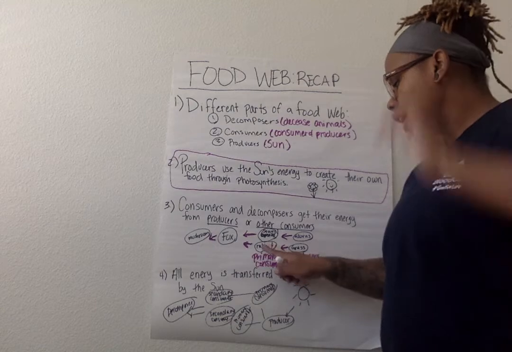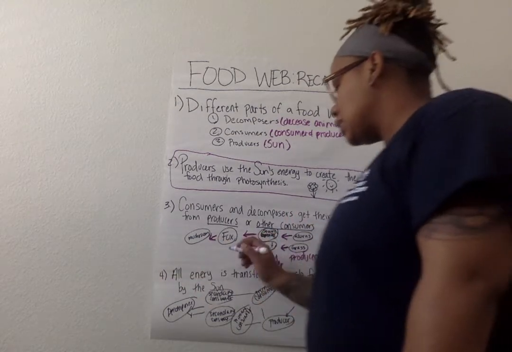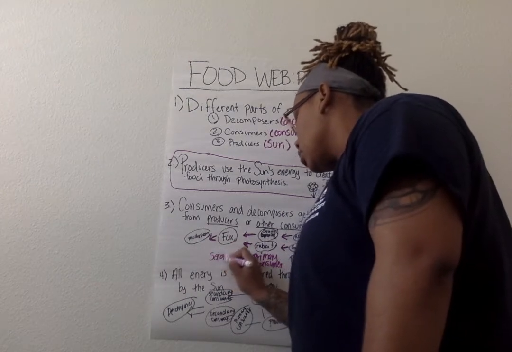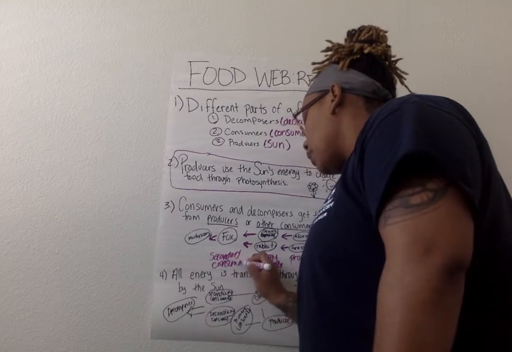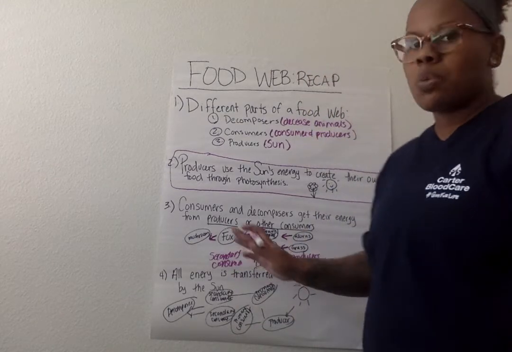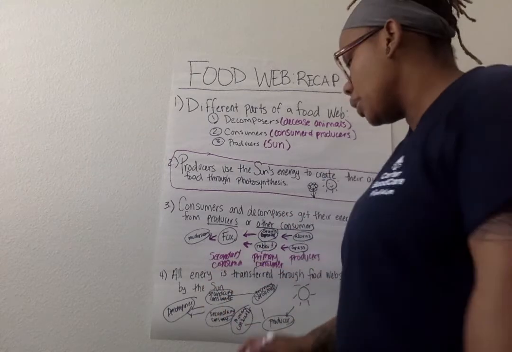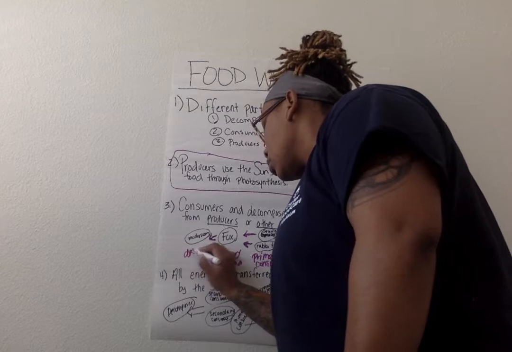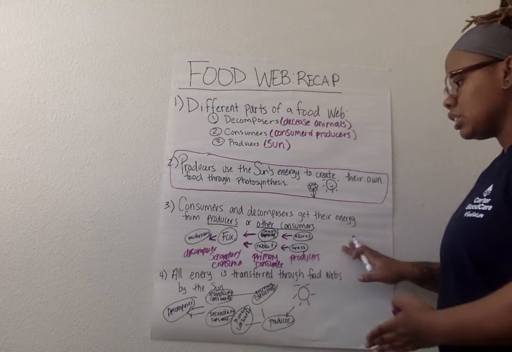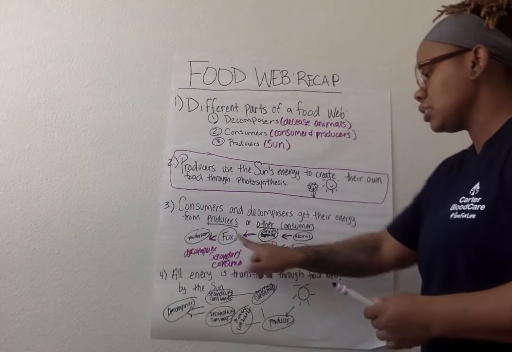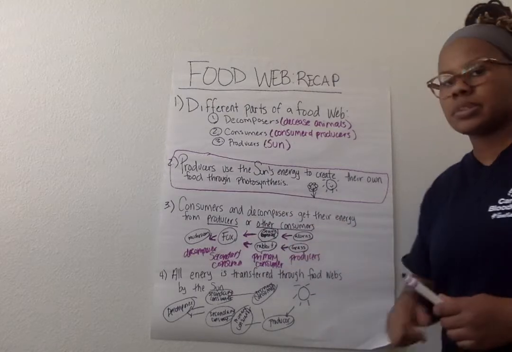So that energy is transferred. And then that energy gets transferred to secondary consumers, which are carnivores. Here we have a fox. And then once this fox deceases, its energy gets transferred to a decomposer, which is the mushroom. Okay? So this shows you how consumers and decomposers get their energy from producers or other consumers.